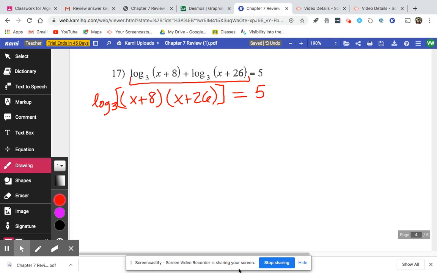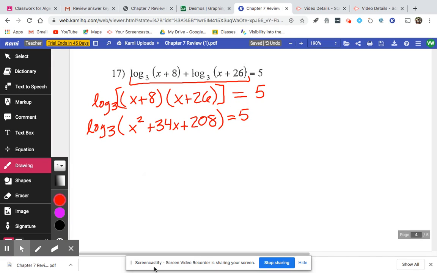Now, I'm going to simplify what's in my square brackets. So we have log base 3 of the following product. Here we can use FOIL, or we could use the box, whichever one you're more comfortable with. In either case, you'll end up with x squared plus 34x plus 208. All of that is supposed to be equal to 5.